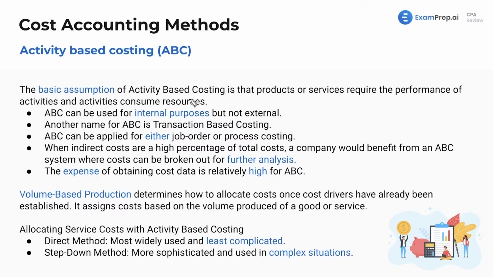So again, under activity-based costing, there are two methods. We have the direct method. It's the most widely used and least complicated. And the step-down method is more sophisticated and used in complex situations. Not going to be doing examples of these. It's not really worth our time. Just know these about the methods used under activity-based costing, and that is for service costs specifically.